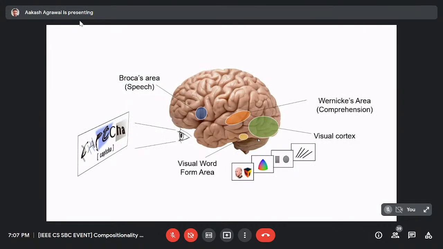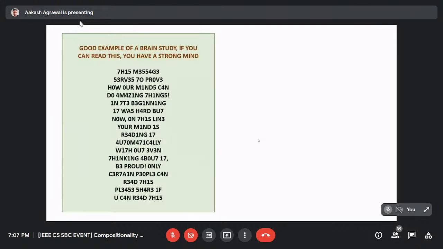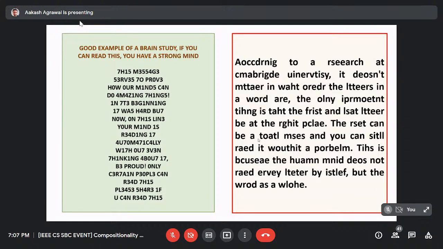But recognizing words is not only about recognizing distorted characters. You can read even if you replace letters with numbers, like in this example. I'm sure many of you would have seen this on social media. And this is another example, where as long as the first and the last letters are the same, and you jumble the middle letters, you don't have any difficulty reading. This kind of illustration indicates that the human mind doesn't read every letter by itself, but the word as a whole.